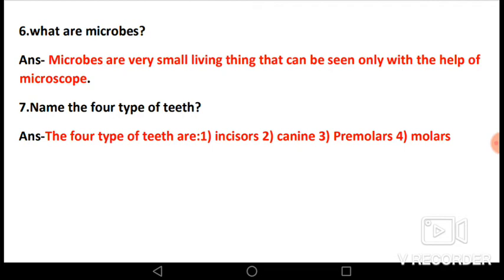Now let's see the seventh question. Name the four types of teeth. According to their different functions, there are four types of teeth. First incisors, second canines, third premolars and fourth molars.